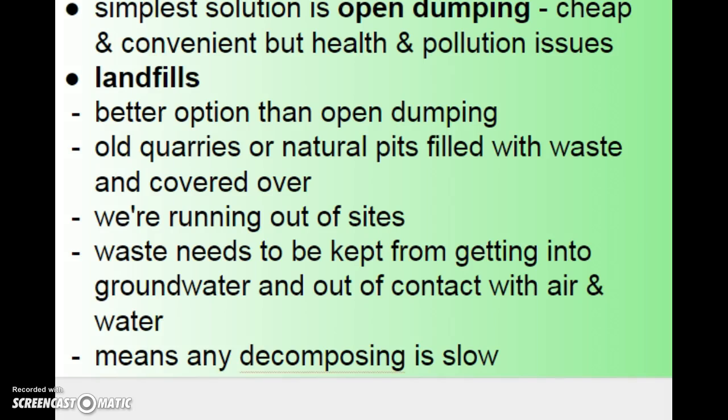The other problem is that the waste needs to be kept from getting into the groundwater, so you need some kind of big liner in there to keep stuff from seeping down into the ground and into the water. And it also means that decomposing is slow because you're covering this whole thing up. It's like putting things in a plastic bag and hiding it from the water and the bacteria and the other things that would help with decomposition.